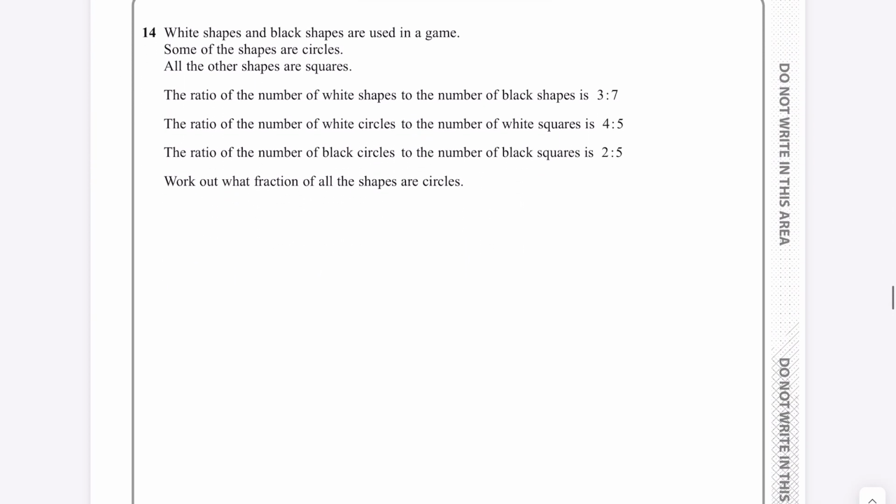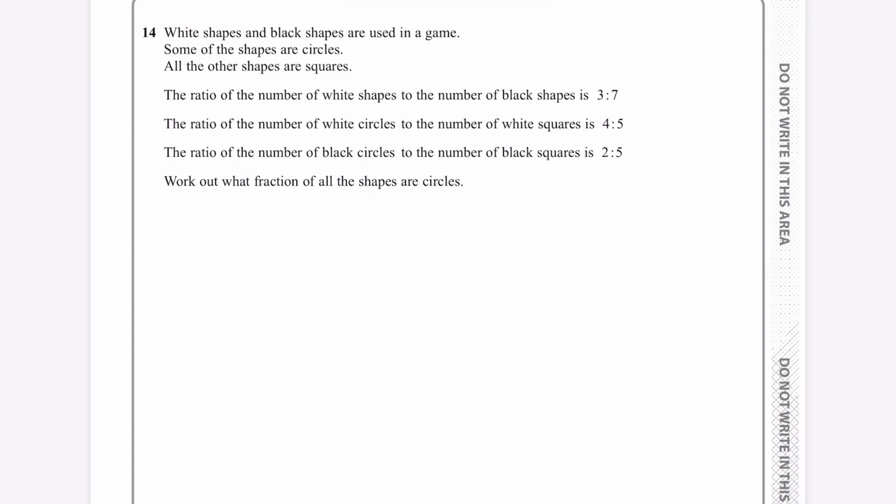Question 14. White shapes and black shapes are used in a game. Some shapes are circles, some shapes are squares. The ratio of the number of white shapes to the number of black shapes is 3 to 7. The ratio of the number of white circles to white squares is 4 to 5. And the number of black circles to the number of black squares is 2 to 5. Work out what fraction of all the shapes are circles.